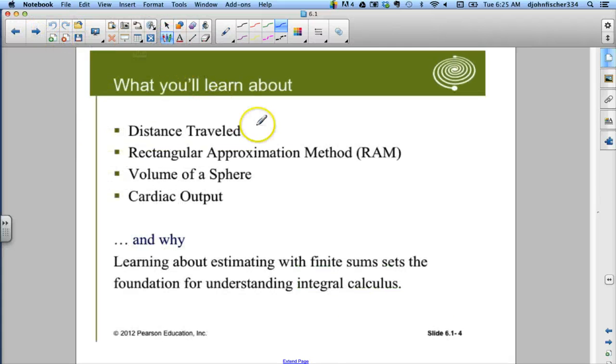What we'll learn is the distance traveled, RAM. I don't know if we'll get to these too much in this section until we get to homework problems, but most of the video will be talking about these first two things.